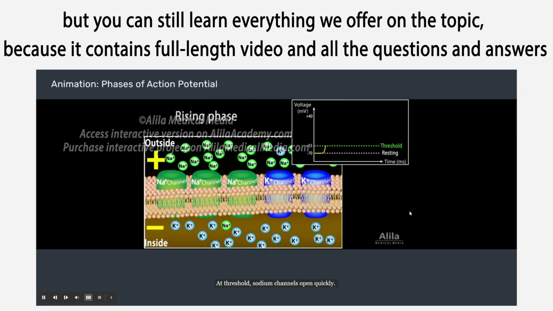At threshold, sodium channels open quickly. Potassium channels also open, but do so more slowly. The initial effect is therefore due to sodium influx.